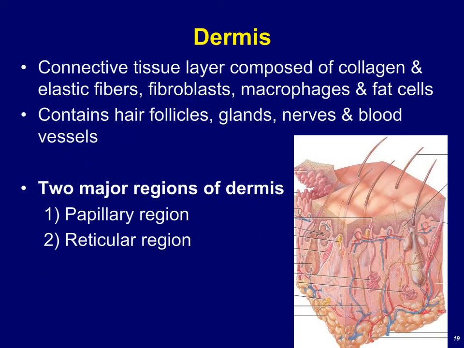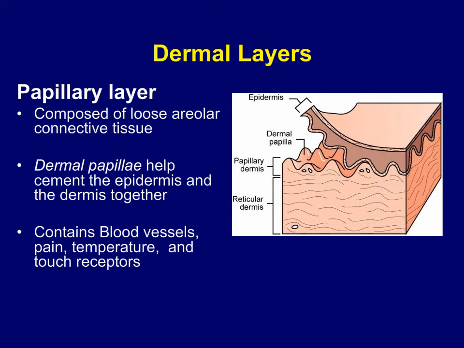Now that we've talked about the epidermis, we're going to go on to talk about the dermis. So the dermis is the layer beneath the epidermis, and the dermis is composed of connective tissue. There are two different regions of the dermis, the upper papillary region and the lower reticular region. So let's take a look first at the papillary layer.